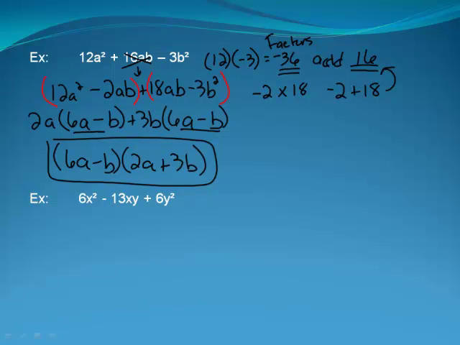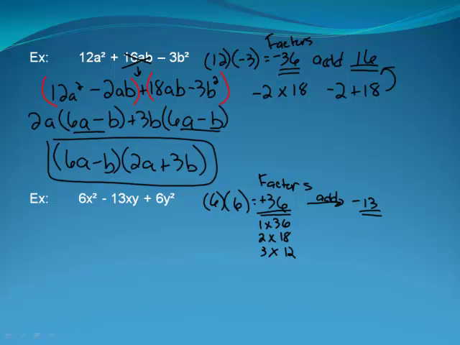Okay, so let's do this example here. We've got positive 6 times positive 6 gives us a positive 36. And we want to break that down so that when we add factors together, we get a negative 13 when we add. There's various combinations of 1 and 36 and 2 and 18. We've got 3 and 12. Now notice that looking at all of those pairs, none of those can be combined in any way to give us any kind of 13.